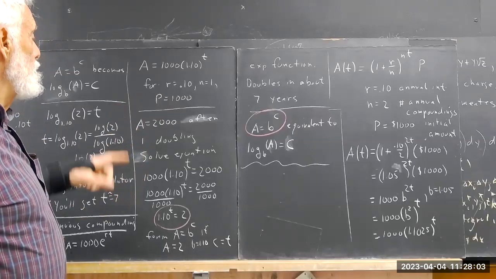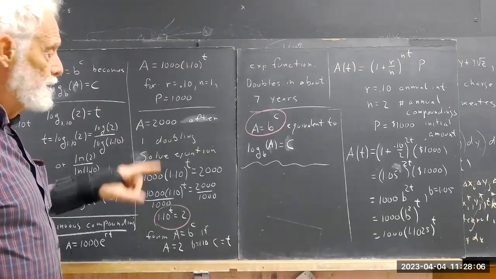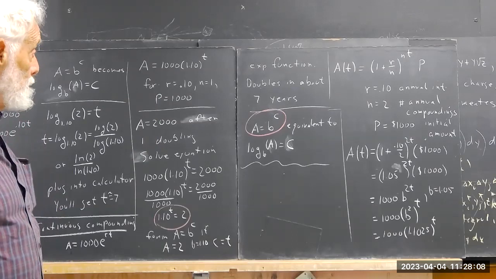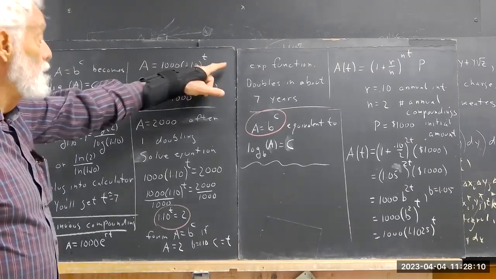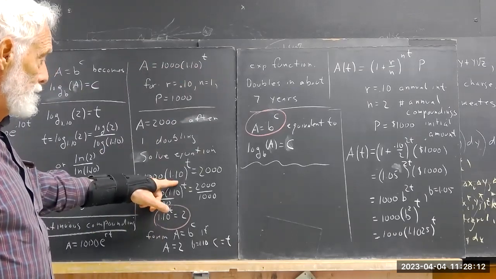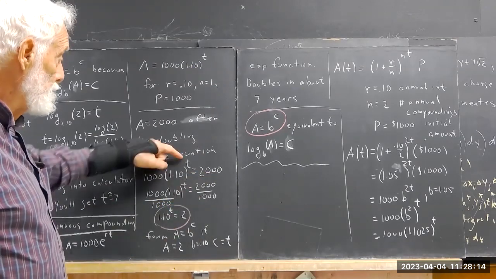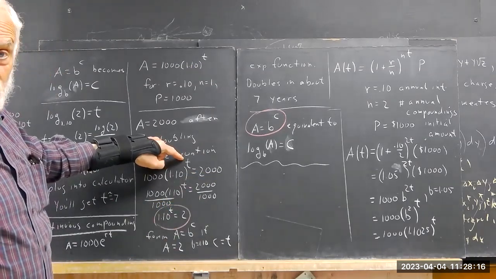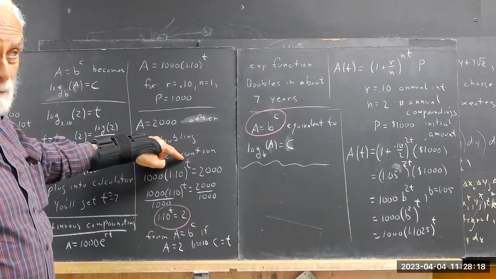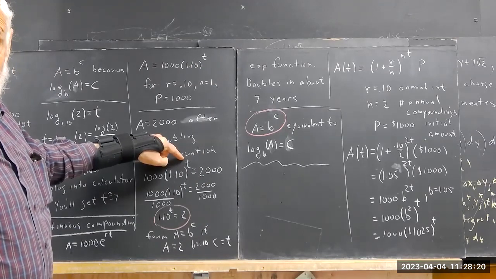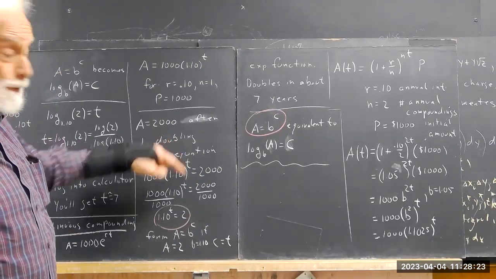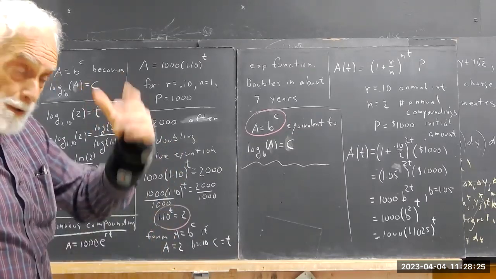So we want to find how long it takes to get $2,000. We just set this equal to $2,000, here it is, equal to $2,000, and solve for T. Of course, you don't know how to solve that for T, unless you have, of course, exponential functions for all of these. And even if you did, you might have forgotten.